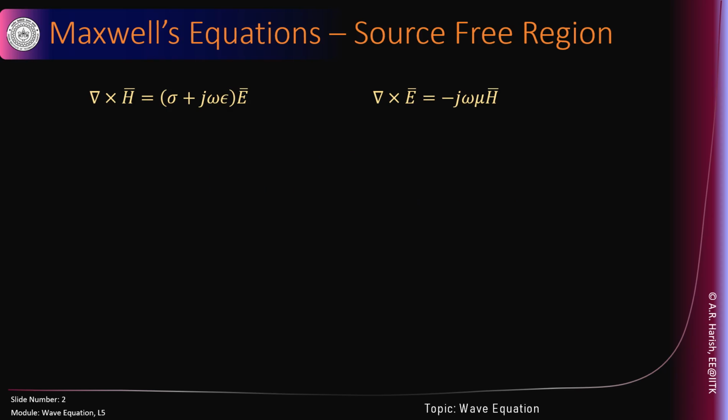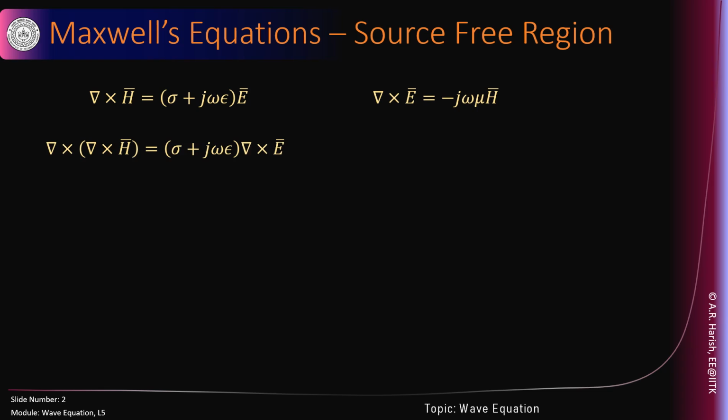We start with Maxwell's equation. Del cross H equal to sigma plus j omega epsilon times E, and del cross E is minus j omega mu H. We recognize immediately that this is for a source-free region and the medium is lossy because we have sigma.